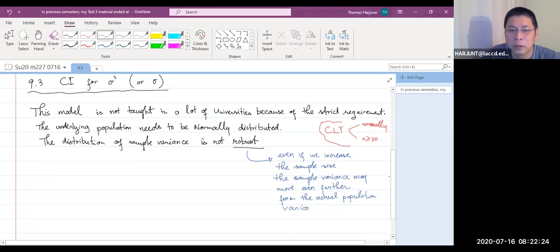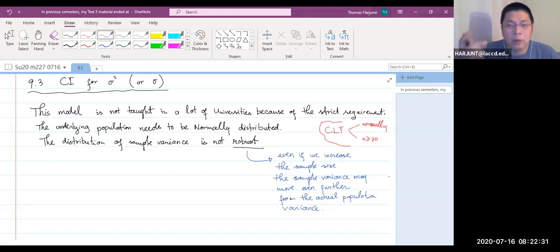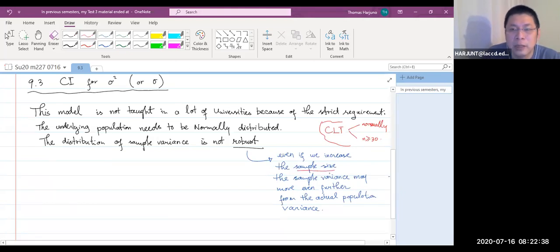Basically, it's like this. Remember central limit theorem? Central limit theorem is robust in the sense that if we increase the sample size, then the sample mean, not sample variance, the sample mean will move even closer to the actual population mean. Basically, if we increase the sample size, then the variance of sample means will be smaller.